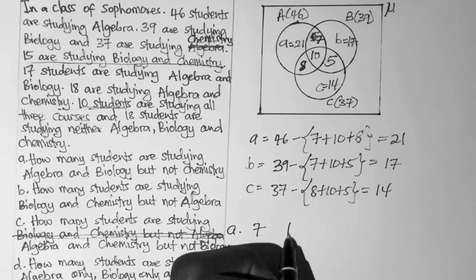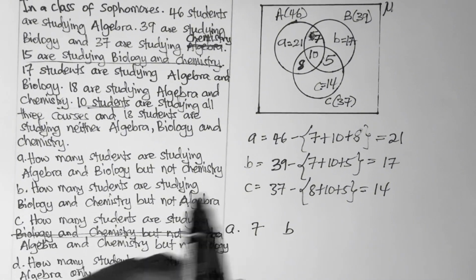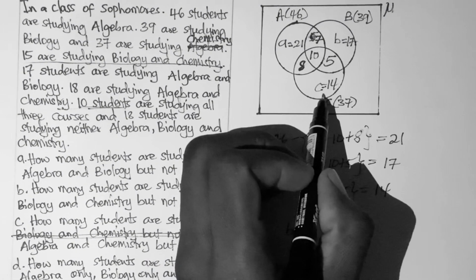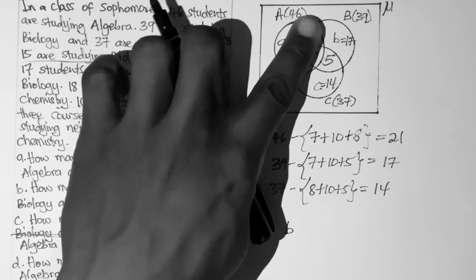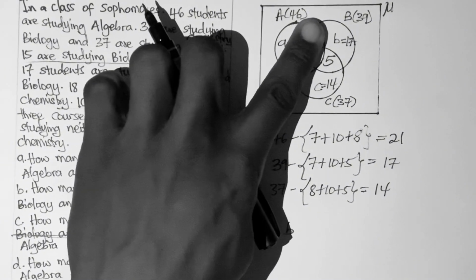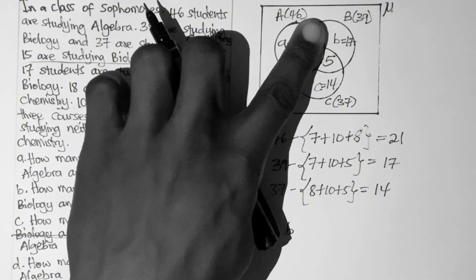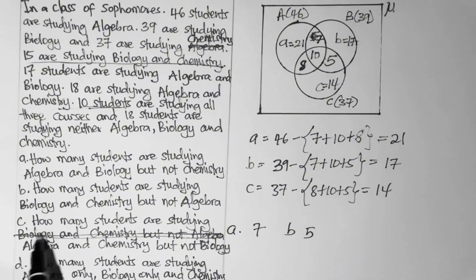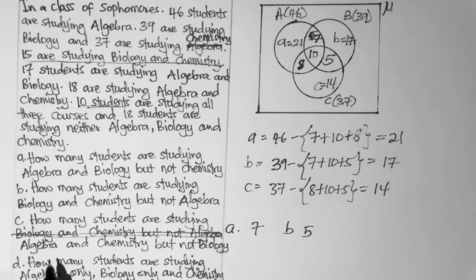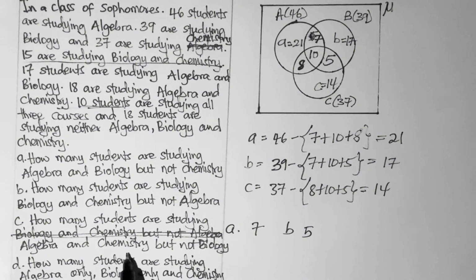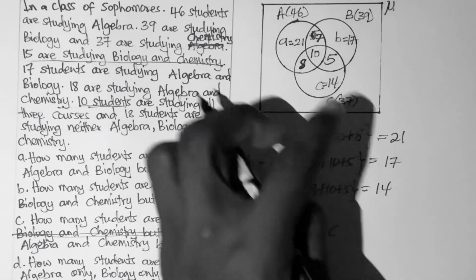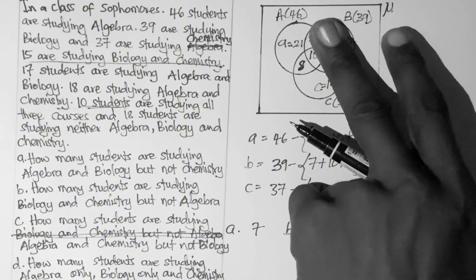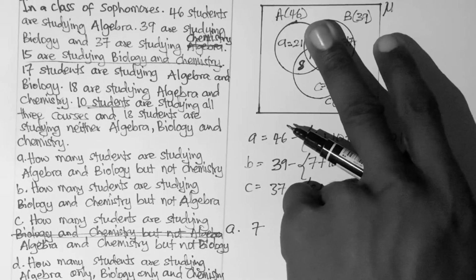And now let's come to B. B says, how many students are studying biology and chemistry, but not algebra? Biology and chemistry, but not algebra. So we need to close the region that corresponds to algebra. You see that the only intersection left is 5. So B is 5. And then the C part says, how many students are studying algebra and chemistry, but not biology? So we need to close this region. You see that the intersection there is 8.